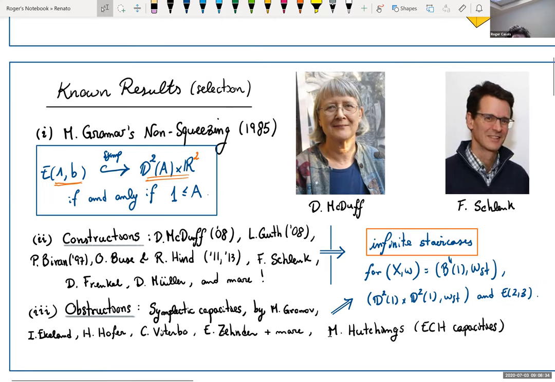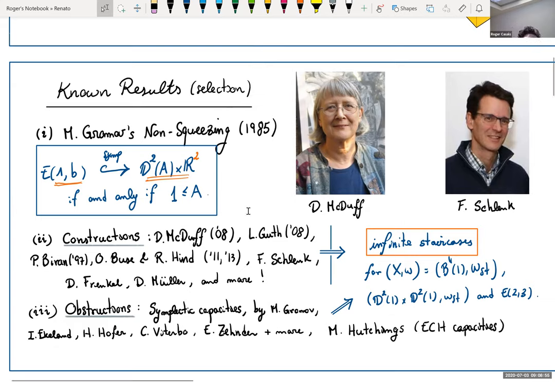Slightly more modern, Michael Hutchings used his embedded contact homology in order to define the so-called ECH capacities, and they have been really useful in that they're very computable. To this day, those are the only ones I know how to actually compute, out of the formulas he gives in terms of integral geometry of polygons.